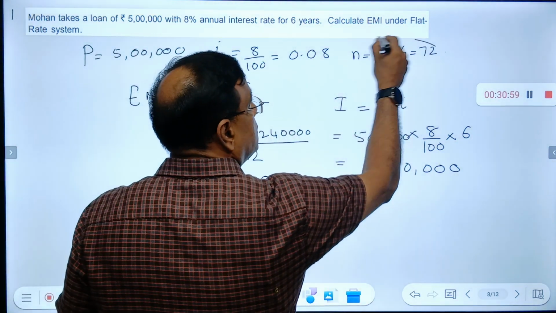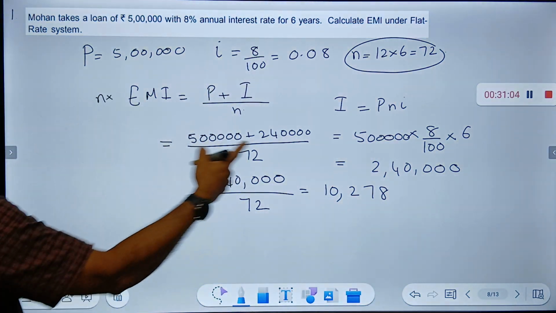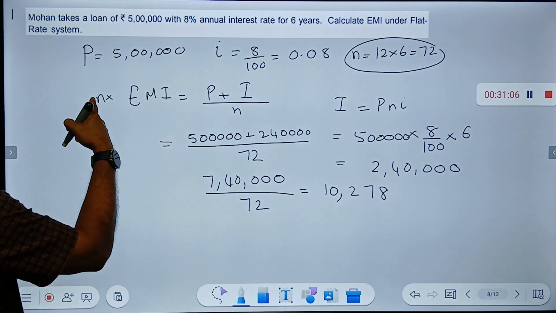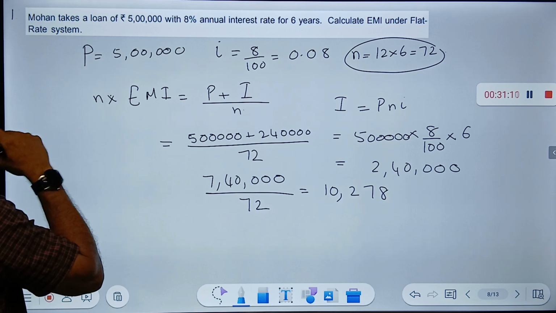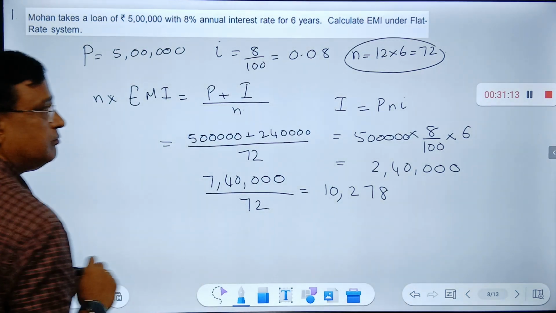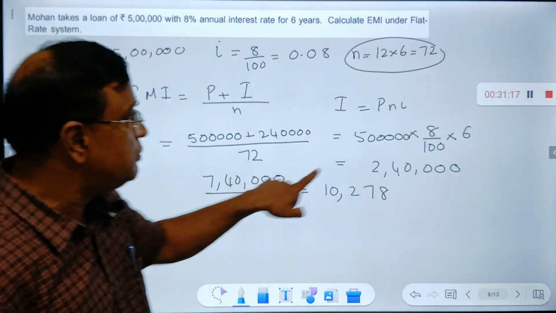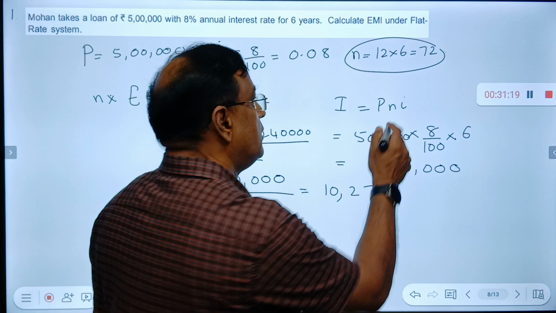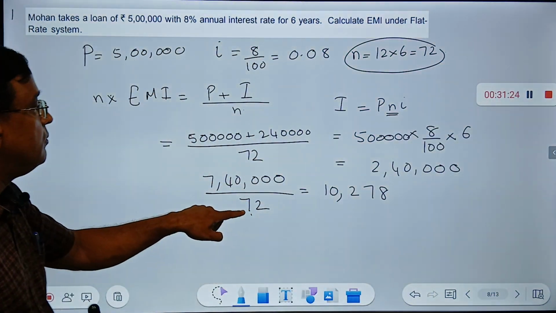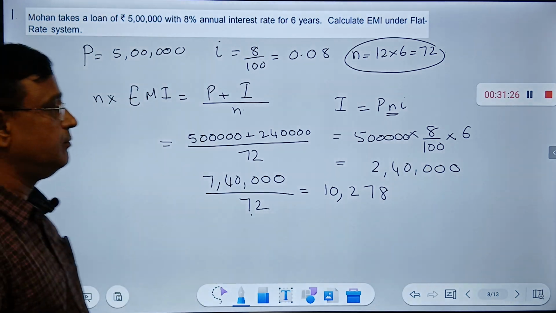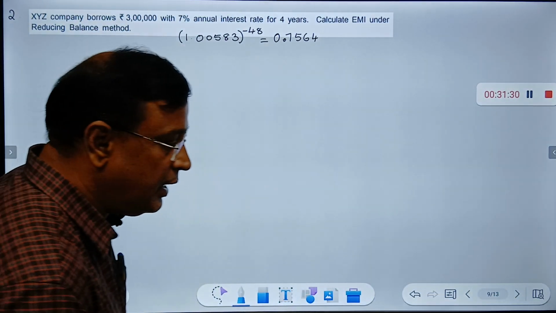Why 72? Because it is calculated per month. You see here that N was different, this N is different. Okay, this is for 12 months. Number of tenure. So here the number of tenure is 72. Okay, I hope this is clear. I hope you understand the difference between this N. This is for per year I calculate. This is 72, the number of tenure. Okay, let's go to the next question.